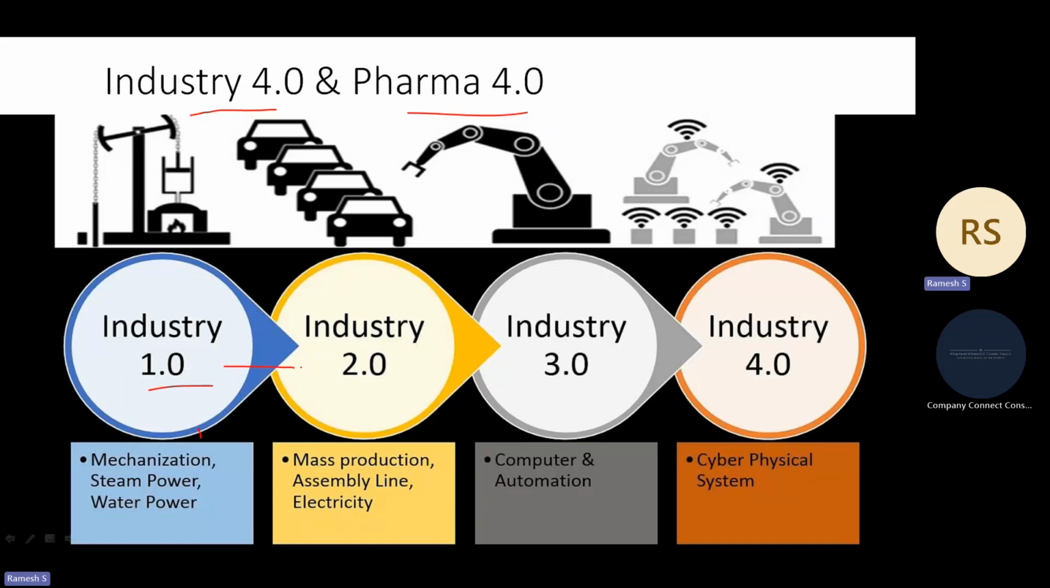Then the next revolution, Industry 2.0, happened in the 19th century with the discovery of electricity and assembly lines, which led to further automation of manufacturing processes and manufacturing lines, making manufacturing faster and more efficient. Then the next revolution, Industry 3.0, happened in the 20th century with innovation in electronics and computers, which led to the introduction of computers and automation in manufacturing processes.